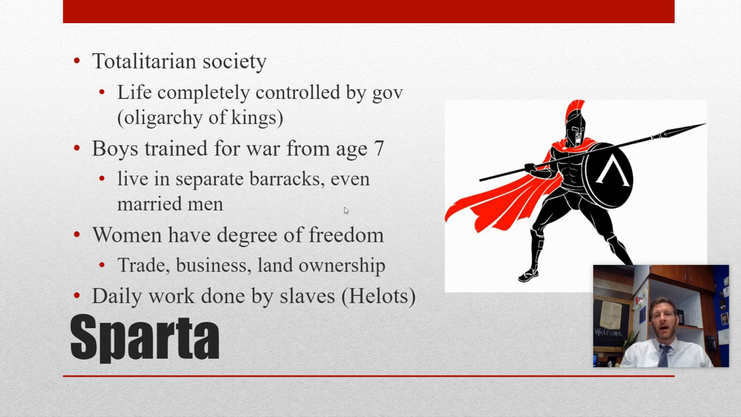Highly, highly militarized. And I think in spite of their reputation, many today would see it as extremely oppressive. As I noted there, women would have a large degree of freedom in trade, business, and land ownership because the men were off fighting. And also, it was a highly slave labor intensive society because, again, all men were mobilized in the military. And so the slaves known as helots were the ones who did most of the work in the farming in Sparta.